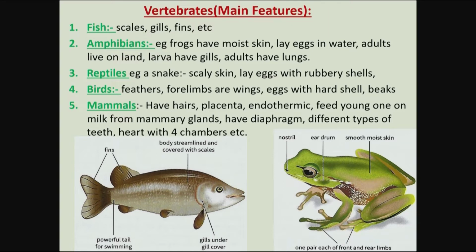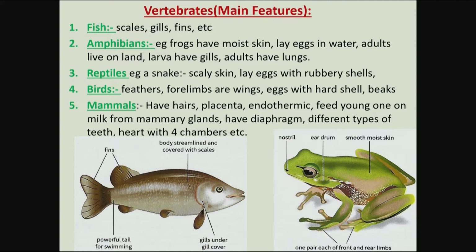Now, to start with classification of vertebrates, these are the animals with backbones. The first group are the fish. What classifies fish? You know the main features of a fish. They have scales. They breathe using their gills. They have fins for moving in water, and of course their bodies are normally streamlined.